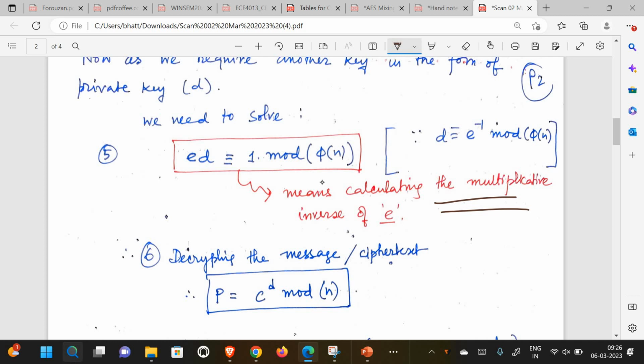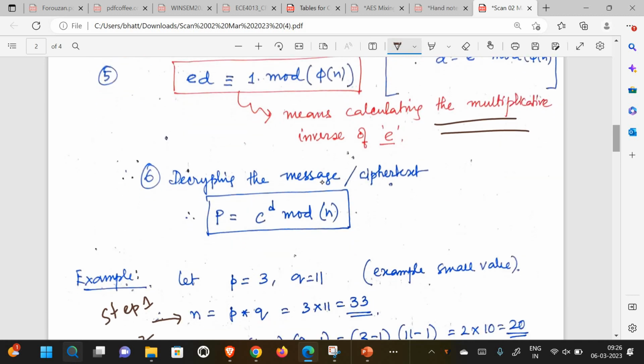That's why I told you at that time we are going to use it at some point in asymmetric key cryptography. So you have E times D, where D is basically the inverse of E, so you calculate the multiplicative inverse of it. You get D, which is the private key. Now that D you have to use here. Your plain text will be C to the power D mod N. That's all you have to do, and you get the final answer in terms of plain text.